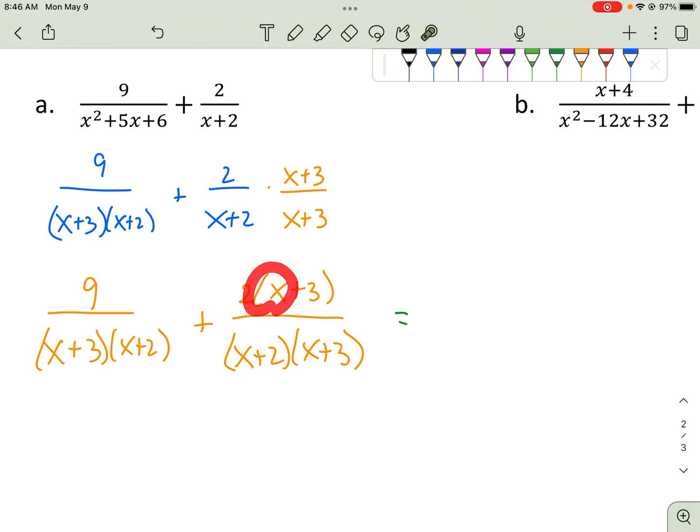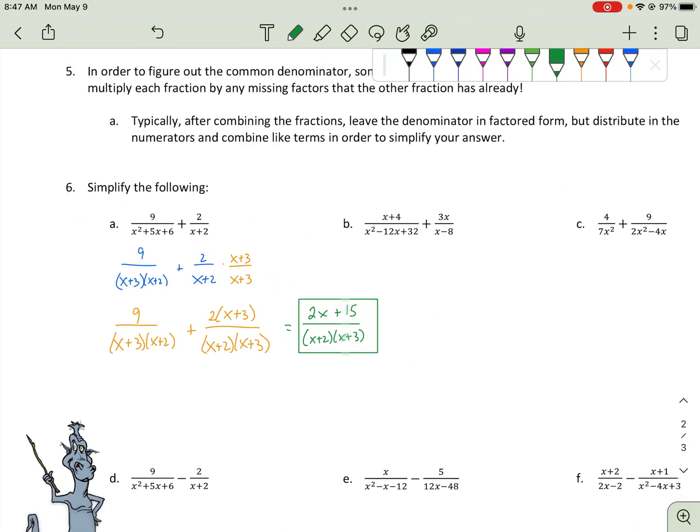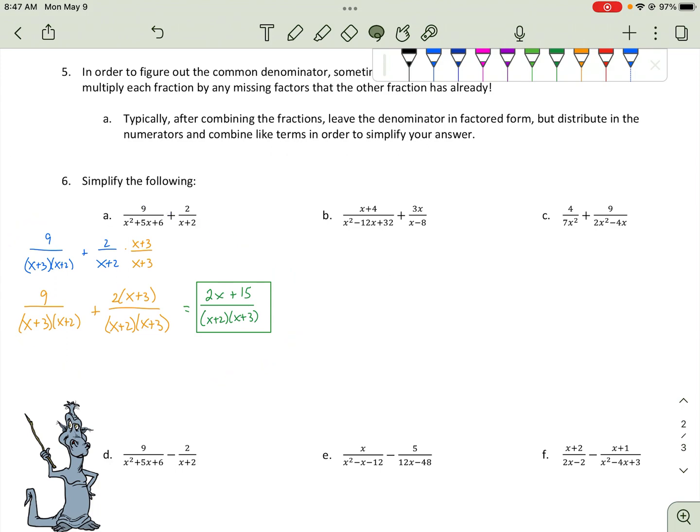So now I'm going to distribute the 2, and that leaves me with 2x. Then I'm going to get plus 6, but I'm going to add this 9. So 2x plus 6 plus 9 is plus 15 over the common denominator, x plus 2 times x plus 3. Or you can say x plus 3 times x plus 2. That does not matter. There you go. Okay, move that over a little bit.